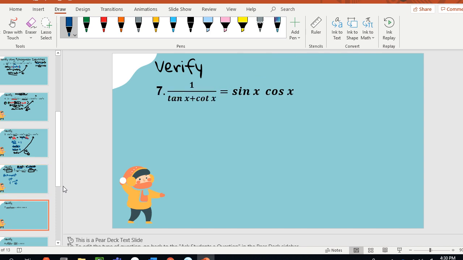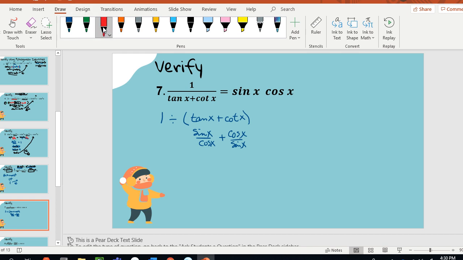Number 7, verify. The one that looks more complicated is definitely the left. The way I did this one was 1 divided by, I have to divide it by all of tangent. With a plus sign, I cannot separate it. Plus cotangent x. And then I'm going to take these and turn them into sines and cosines. So sine x over cosine x plus cosine x over sine x. We can't add these, and we can't divide it yet. We can't flip this until we have a common denominator.